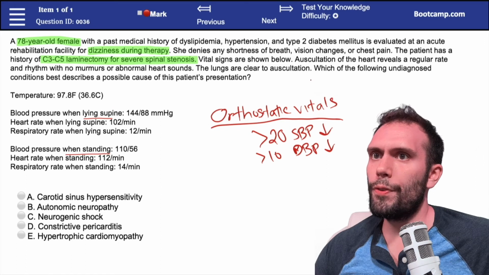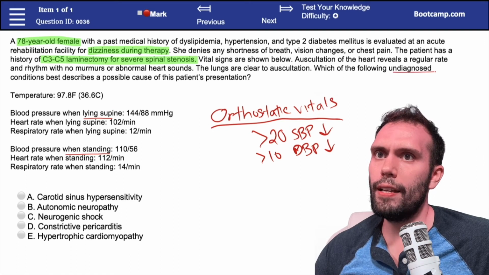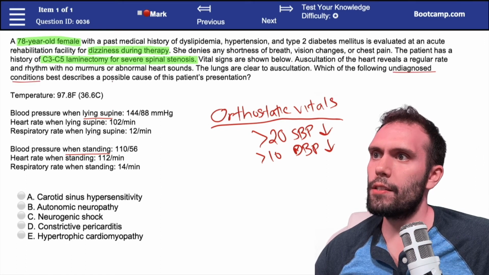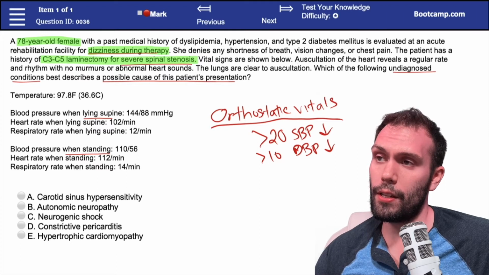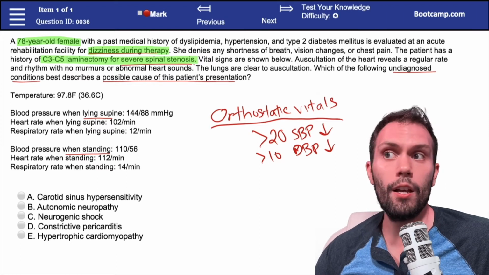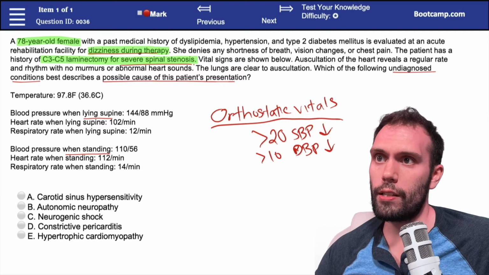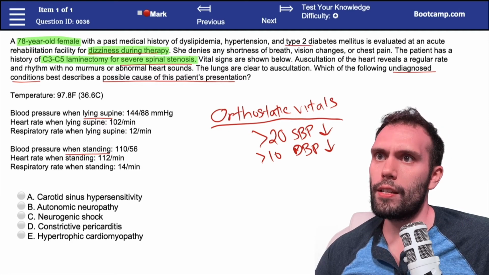And so what the question is asking is which of the following undiagnosed conditions best describes a possible cause of this patient's presentation. Again, they're having dizziness during therapy, but really not a lot of other symptoms. They do have a significant history of severe spinal stenosis, so there could be a neurologic origin to this. Again, the patient has a history of type 2 diabetes, high blood pressure, and dyslipidemia.